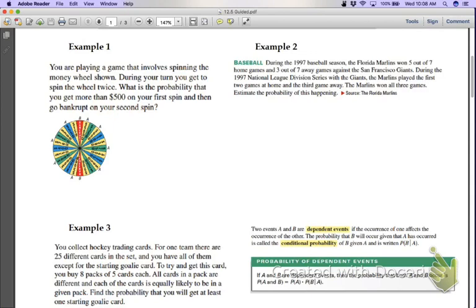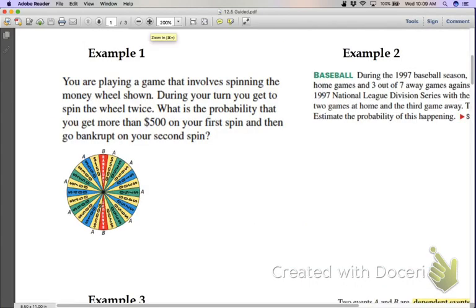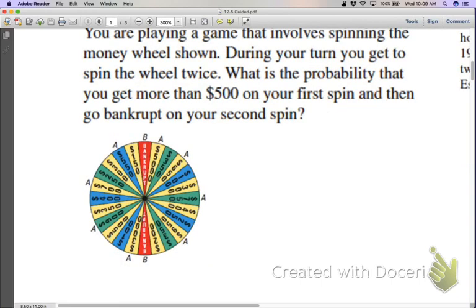So what's the probability that you get more than $500 on your first spin and then you go bankrupt on your second spin? First thing we need to figure out is how many spots we have. If we zoom in here, we've got to figure out how many spots we have total, and then how many of those are more than $500. So not $500 and up, but anything above $500.